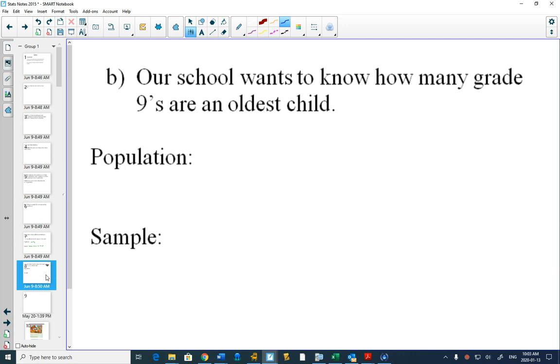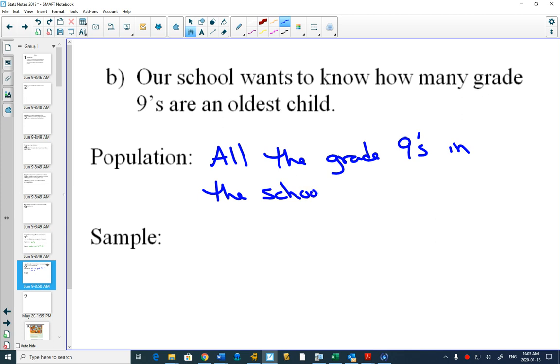All the grade 9s. Right? Population is who you're talking about. So the population is all the grade 9s in the school. It's not all the grade 9s in Canada. It's not all the grade 9s in the world, because it's our school that wants to figure it out. So really specifically, it's all the grade 9s in the school.